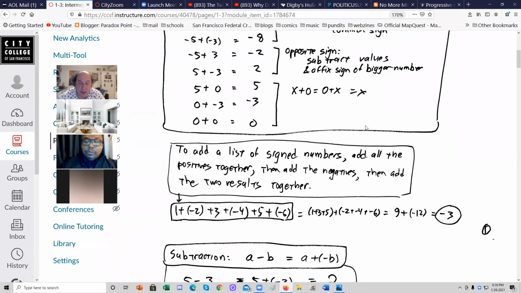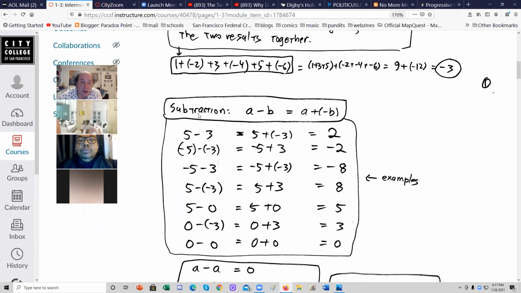Okay. If you have a list of signed numbers, such as here, then one shortcut is to add all the positive numbers together, then all the negative numbers together, then add the two results. So 1 plus negative 2 plus 3 plus negative 4 plus 5 plus negative 6. The positive numbers are 1 plus 3 plus 5 here, which add up to 9. The negative numbers are negative 2 plus negative 4 plus negative 6 here, which add up to negative 12. And now we add these two by subtracting absolute values. 9 plus negative 12, the difference is 3, and 12 is a bigger number, so this is negative 3.